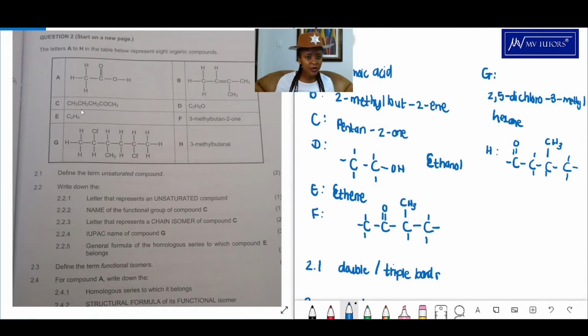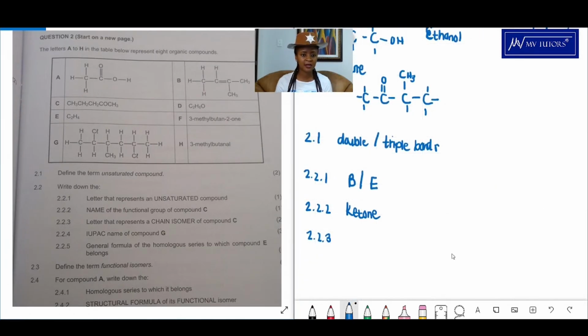Chain isomer of compound C. How many C's were there? 1, 2, 3, 4, 5. Now I'm making sure. F. Where's F? We have 1, 2, 3, 4, 5. We have 5 carbon atoms. How many hydrogens do we have? We have 3, 4, 5, 6, 7. We have 10. And then C has 3, 3, 4, 4, so it's also 10. So I would believe, because I have a ketone for C and I have a ketone for F as well, right? F, yes. So that should be the chain isomer. So for C, it would be F.